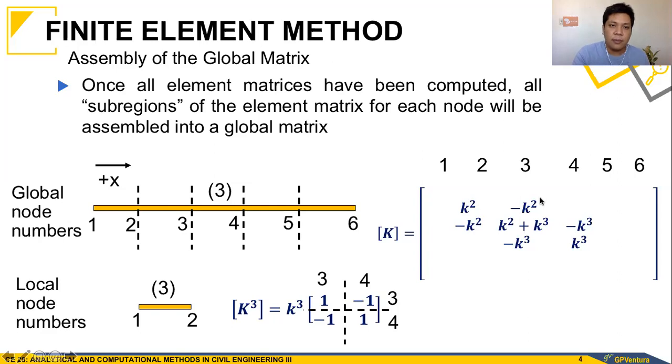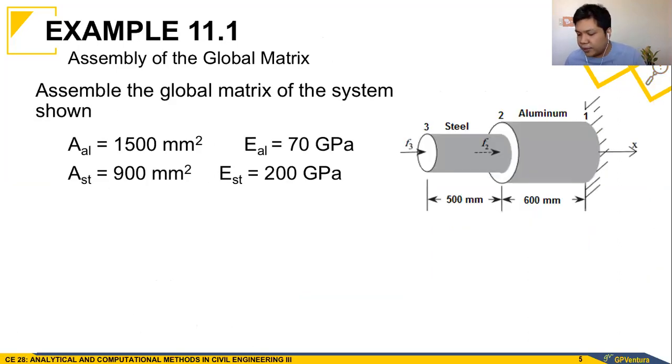Let's try to look at this example. This is example 11.1, and I believe this was the example that we solved previously. So please grab a copy of our solution from the previous element stiffness matrix, and our goal now is to assemble the global matrix of the system. Please grab a copy of this problem while I shift to my solving board.